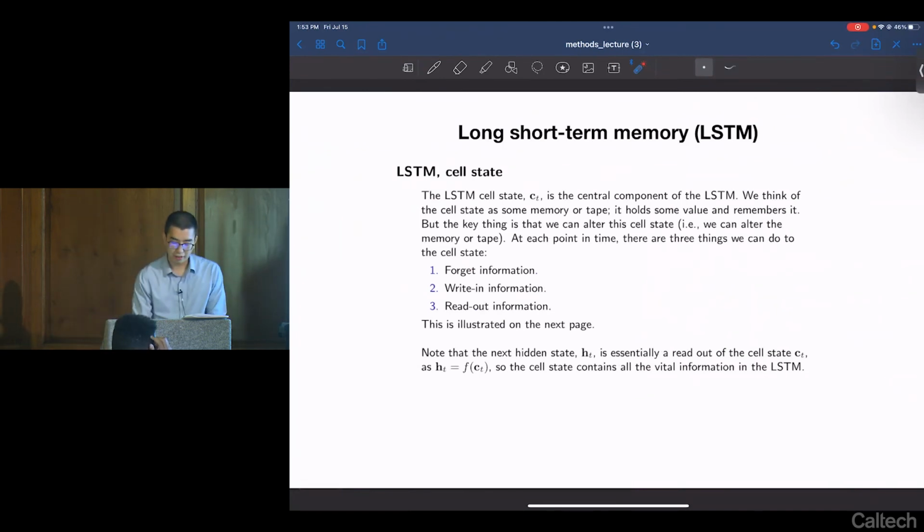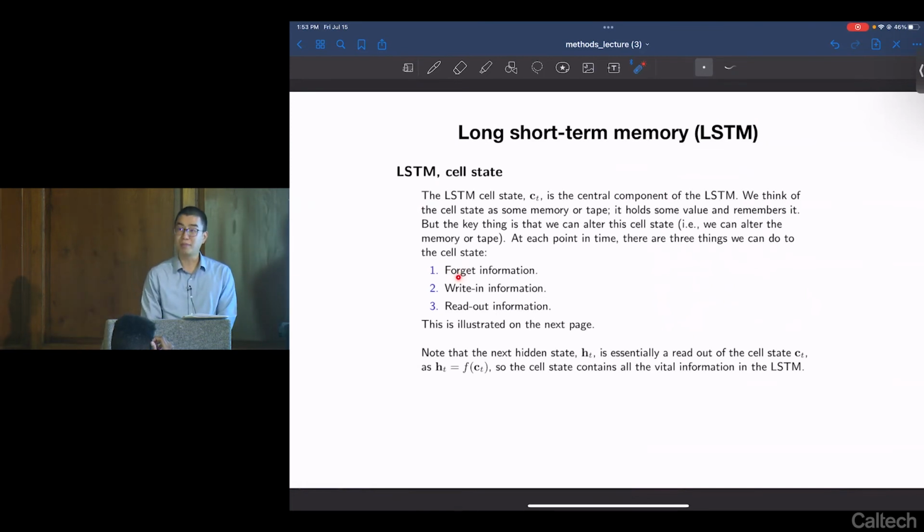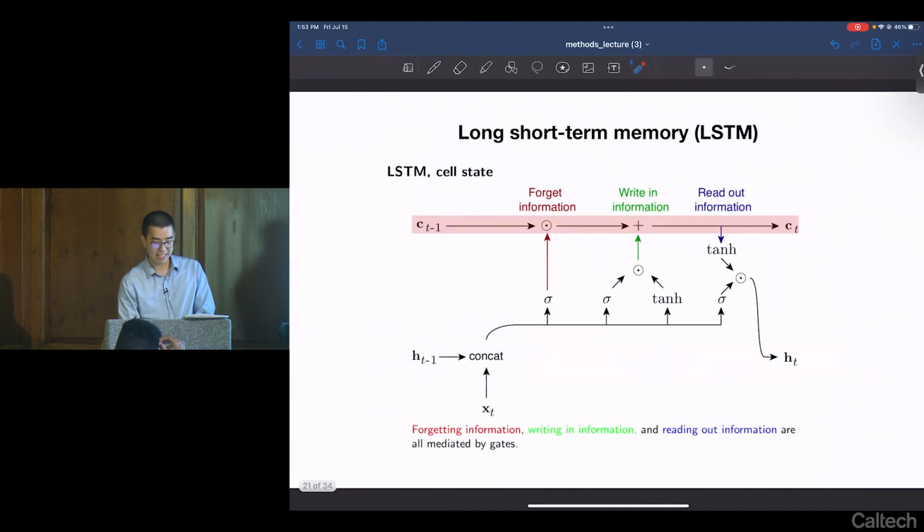And so for a memory, there are 3 things that we can do to it. We could forget what's in our memory. We could write in new information to our memory. And then we could read out the information from the memory. And each of these 3 operations is done in one time step for the LSTM and occurs through these 3 operations. All right, and so this is where I'm going to accelerate a bit more, since I also want to talk about fixed points at the very end.